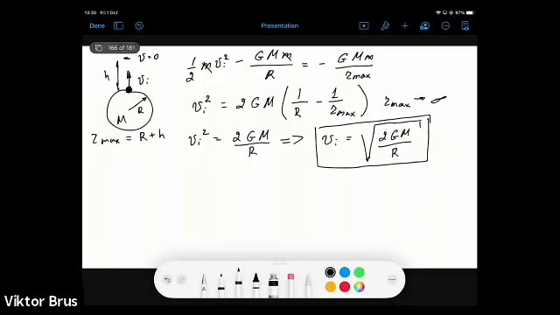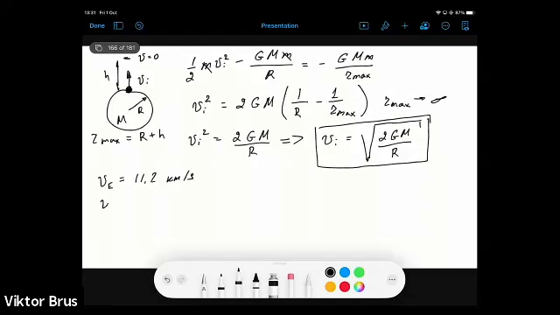So with this, I would like, at this point, to give you some examples of values of these escape velocities. For instance, for planet Earth, escape velocity is something like 11.2 kilometers per second.